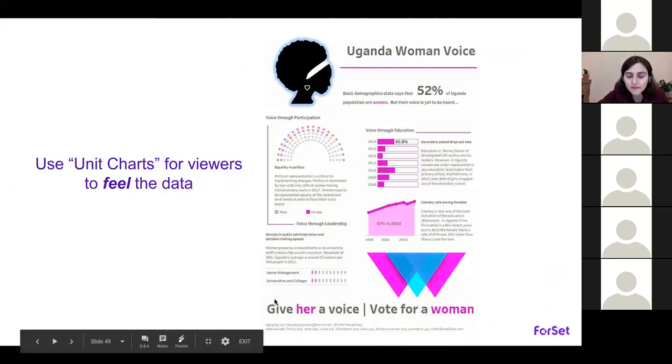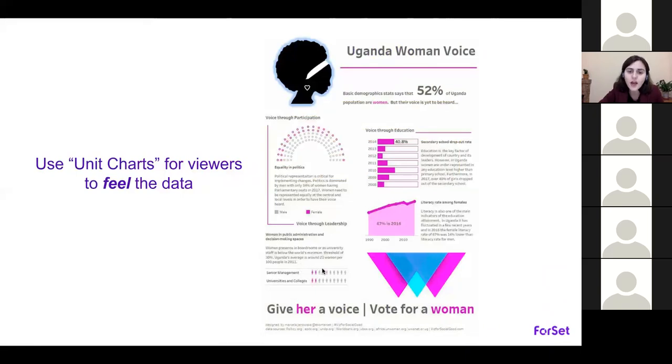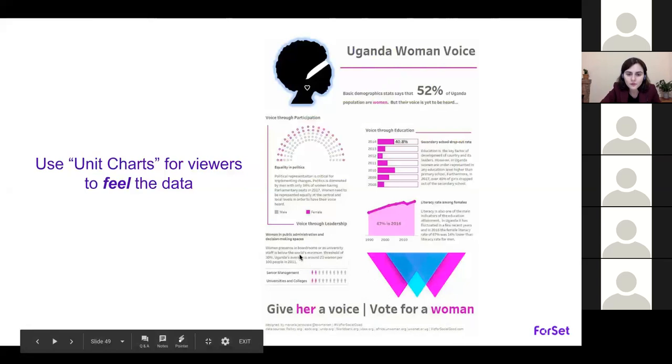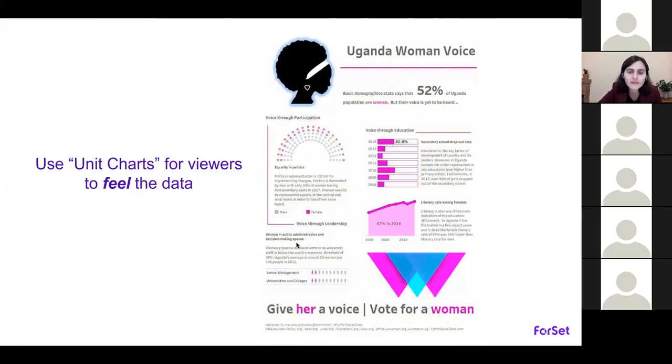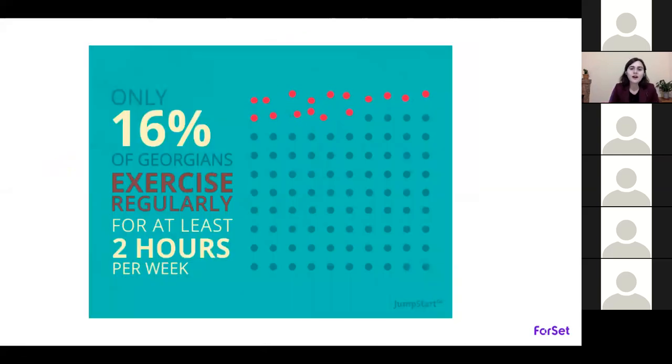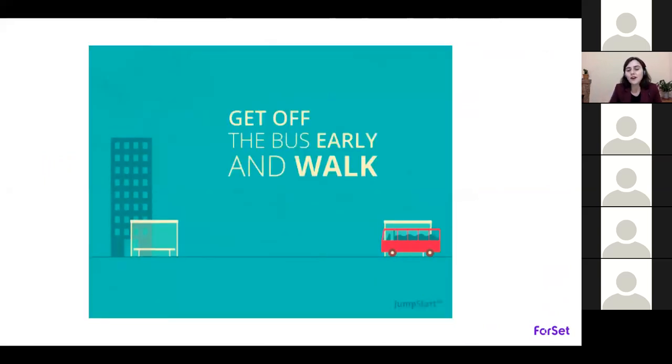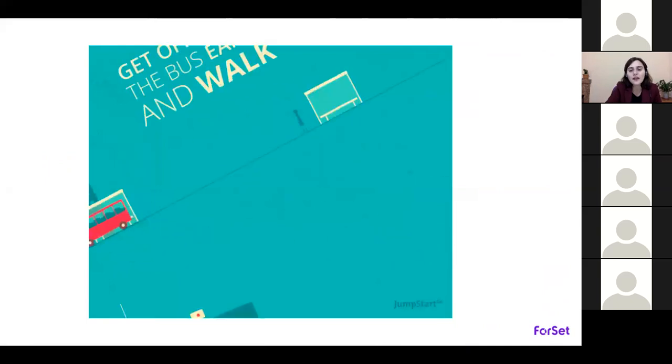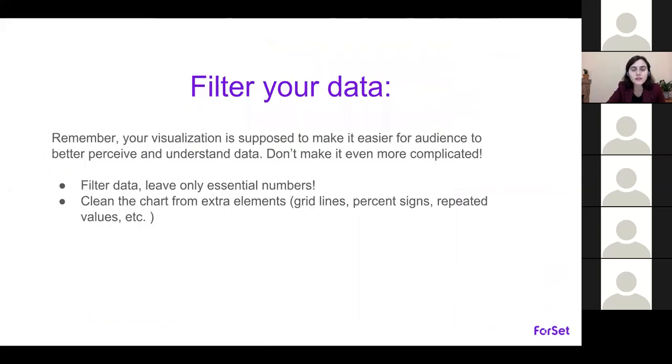For example, we have this example from Uganda where you can see that only 2 persons out of 10 are females in senior management in public administration and decision-making spaces. Also, this is another example where we show that only 16% of Georgians exercise regularly, at least 2 hours per week.